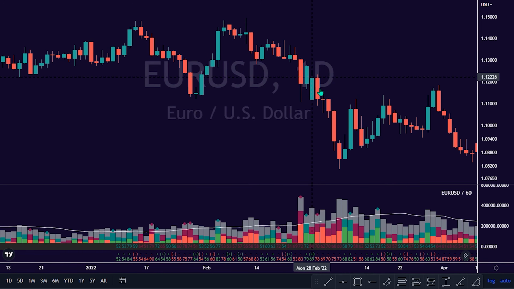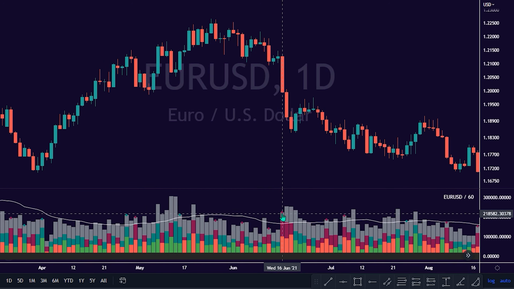To generate a sell setup, traders need to watch out for a minimum of 2 or more consecutive dark and light red volume bars on the indicator. Look for 2 or more consecutive dark and light red volume bars as the examples we can see highlighted on this trading indicator.